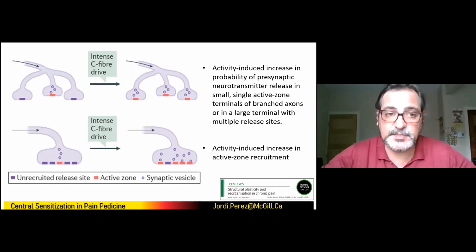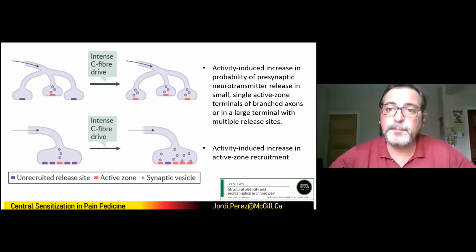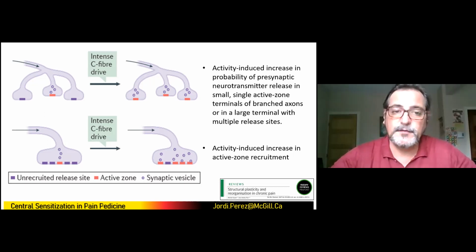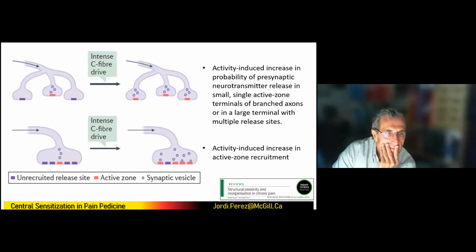Also, at the first synapses, there are some changes caused by persistent pain. There is an increase in the probability of presynaptic neurotransmitter release. There is increased activity, therefore there are more vesicles being released. And also these vesicles target more active zones. Therefore, there are more neurotransmitters and more areas where these neurotransmitters are eventually going to be released into the first synapses.